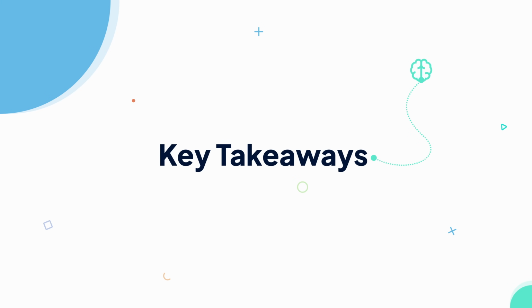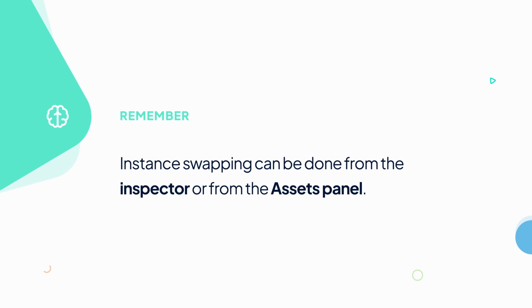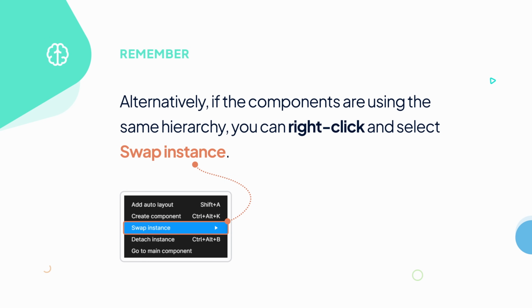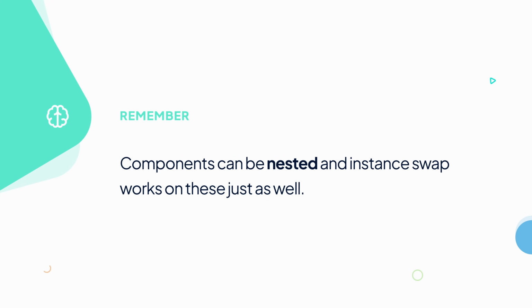Now, let's take a look at a few key takeaways. In Figma, instance swap is the ability to replace one component instance with another. Instance swapping can be done from the inspector or from the Assets panel. Alternatively, if the components are using the same hierarchy, you can right-click and select Swap Instance. Components can be nested, and instance swap works on these just as well. So that's instance swapping and nesting.